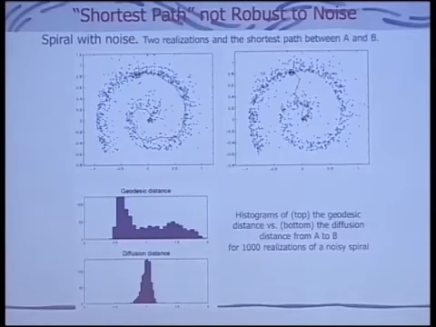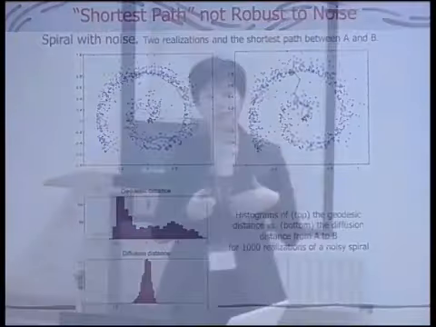And you can make this precise by looking at the sampling distribution of the distances. So if you look at the geodesic distance, you have a large variance. But if you look at the diffusion distance, you have a much smaller variance. And that's what I mean with robustness to noise. And the reason is because in diffusion distance, you're integrating all possible paths. So you're less sensitive to noise.